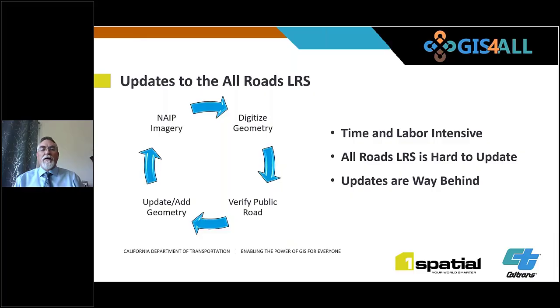The university performed the digitization method using NAIP imagery, which itself was a little bit out of date. After the geometry was created, they did their best to check if it was a public or private road. This is important because we're only supposed to report public roads to the federal government. But one of the issues with using imagery is that you don't always catch the private roads. There's indicators that we use, but some of them get through. After verification that it is a public road, the geometry was edited into our all roads LRS layer.